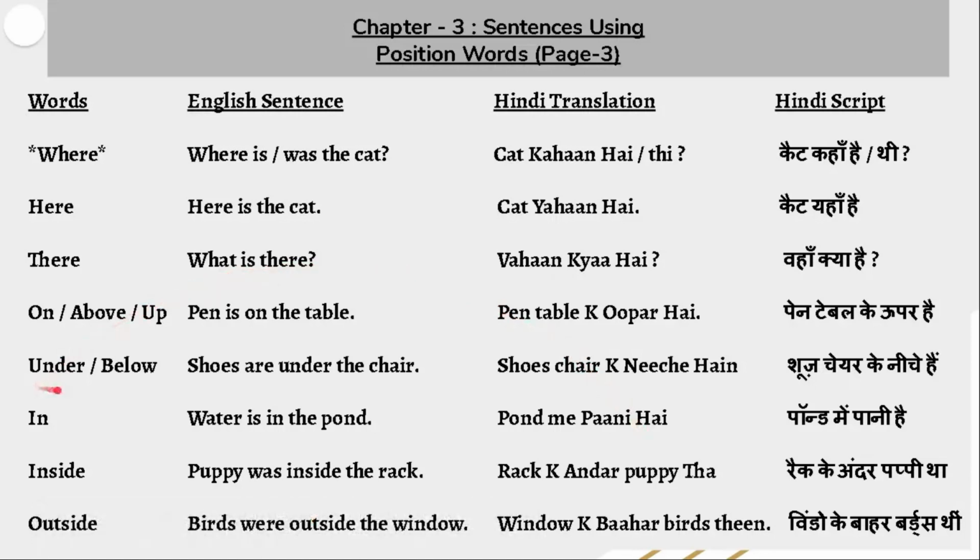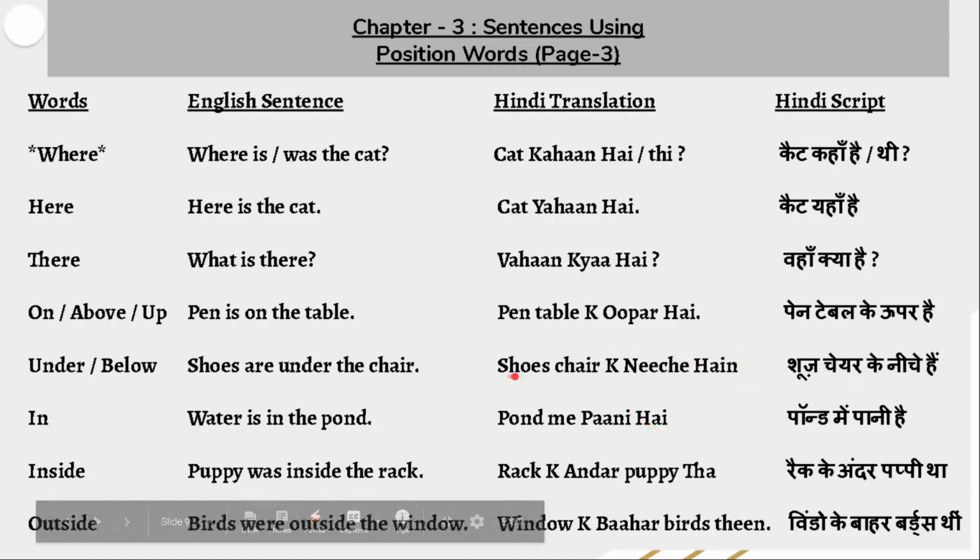Under, below. Shoes are under the chair. So the format will be shoes, chair, under, are. Because this is are, which we are using for the plural or for respect, it is हैं. You can notice here this is हैं. Nasal sound should come. Shoes chair के नीचे हैं. In. Water is in the pond. Pond में पानी है. Inside. Puppy was inside the rack. Rack के अंदर puppy था.